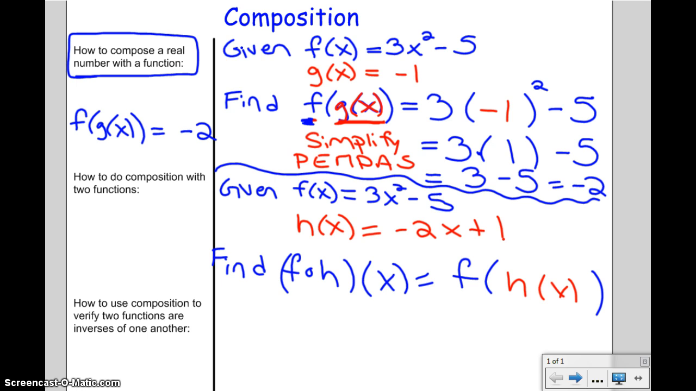Okay. So all I'm going to do is now replace the domain of my f, which is the x value in my f function, with my h, because that's what I'd like to do here. So let's try this. Let's take my f function, which is 3x, so I'm going to use parentheses, squared, minus 5. Last time we replaced the x with negative 1 because that's what my function was, the g function that I wanted to put inside of f. Now I'd like to replace the inside, the h, with what my h function is, and that is negative 2x plus 1.